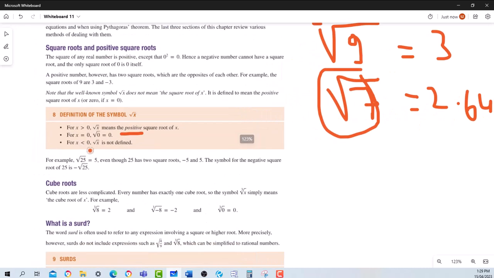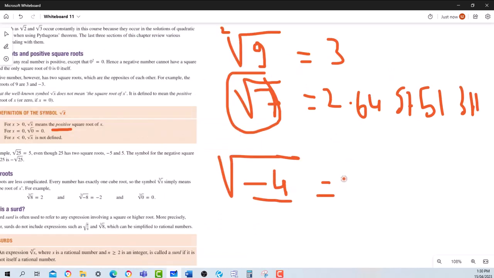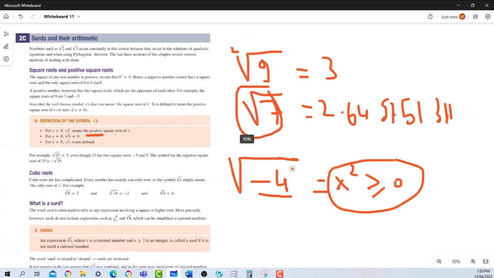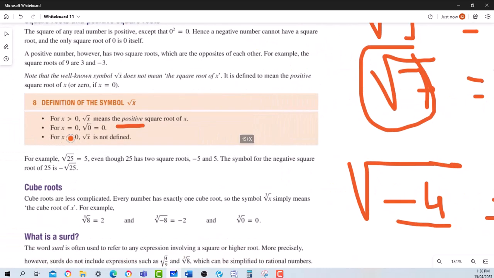For x less than 0, the square root of x is not defined. Let's say the square root of minus 4. We know that a number to the power 2 is always positive, so no number to the power of 2 can give us minus 4. That's why for x less than 0, the square root of x is not defined.